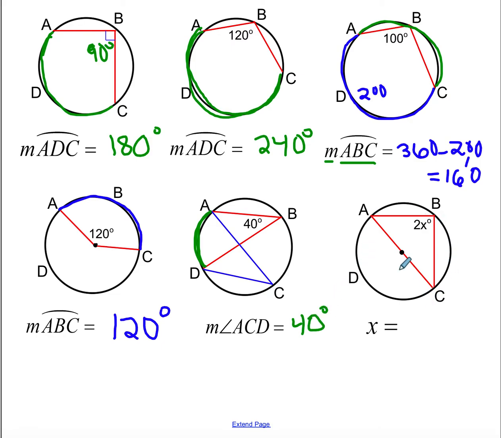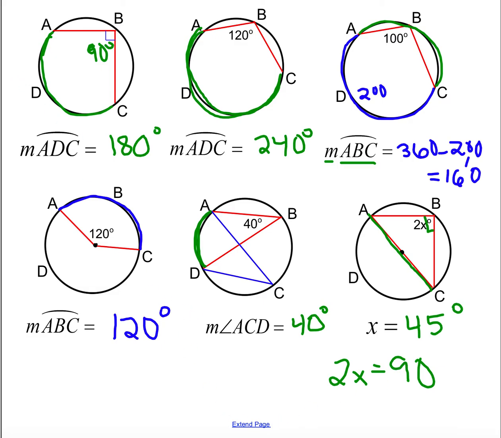And then lastly, here we have a triangle. We can see that this side is a diameter because it very clearly goes through the center. So if this is a diameter, that makes this a right triangle. So if we know this angle is 2x, then we know that 2x has to equal 90, and we can find x by dividing both sides by 2. And if we divide both sides by 2, we get that x is 45 degrees.